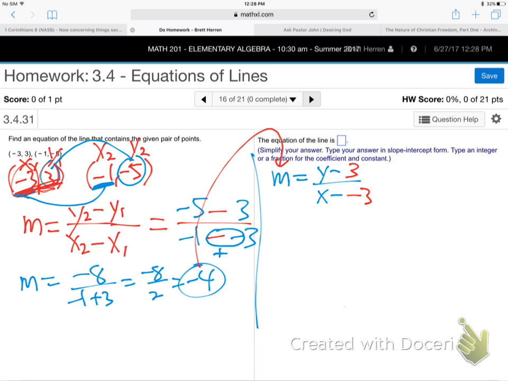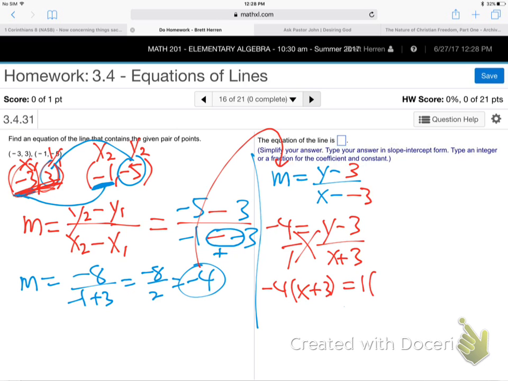So we get minus 4 equals y minus 3 over x plus 3. Put this over 1. Diagonal, diagonal. Minus 4 times x plus 3. Whoops. What am I doing? Times x plus 3 equals 1 times y minus 3. Distribute. Minus 4x minus 12. Distribute y minus 3. Good to there so far?